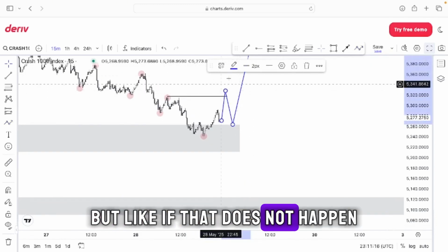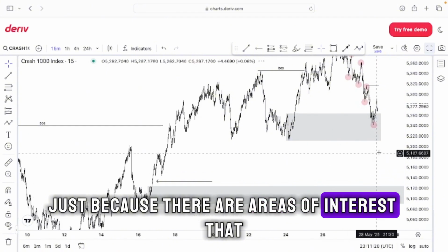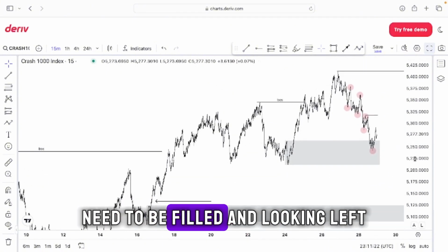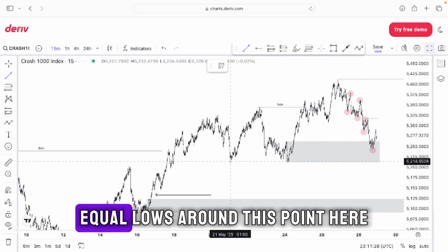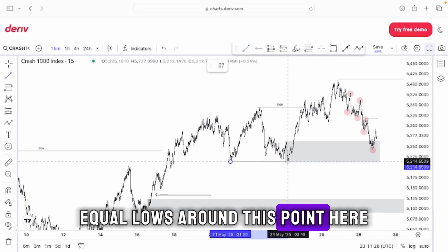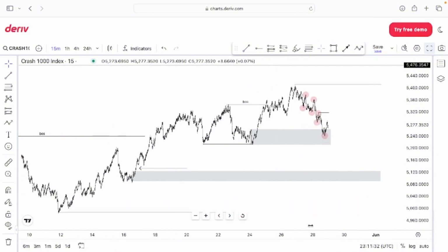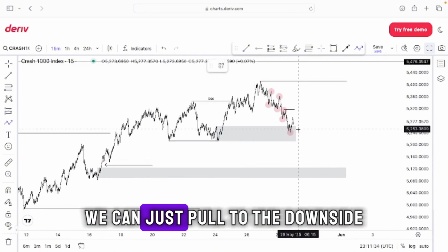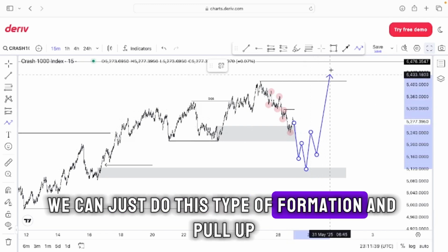But if that does not happen, I wouldn't be surprised, just because there are areas of interest that need to be filled. And looking left, you can already see that there are equal lows around this point here, or relatively equal lows, of which that is liquidity. So that is why I'm saying that we can just pull to the downside like this before we do this type of formation and pull up.